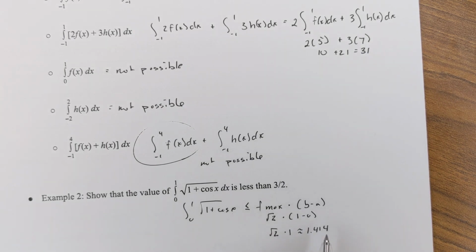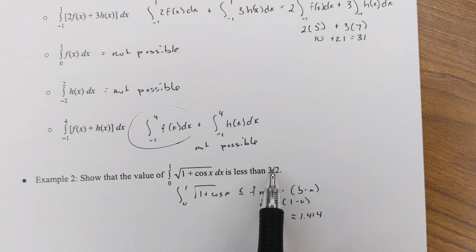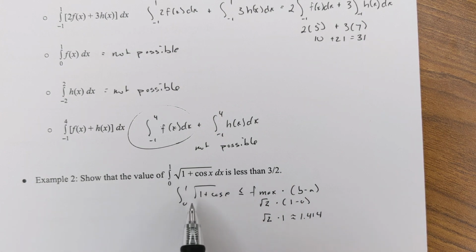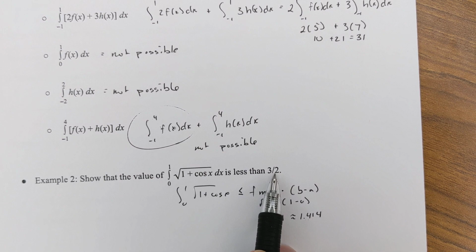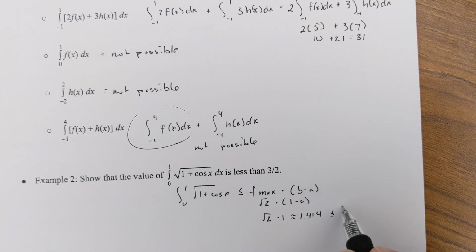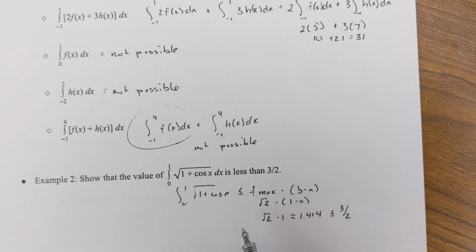So since this number is less than 3/2, so I'll put it the other way, this integral has to be less than 1.4, which means it also has to be less than 1.5. Because if it has to be less than 1.4, there's no way it can be more than 1.5. So this is less than 3/2. So essentially you have a chain of less than signs.